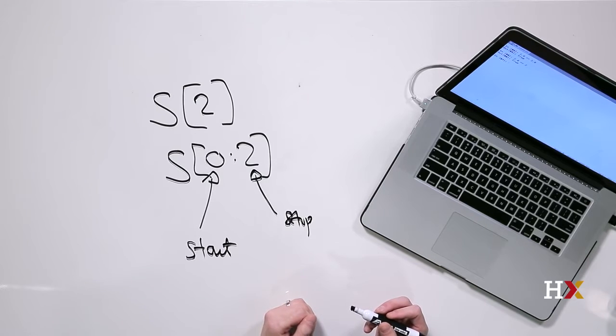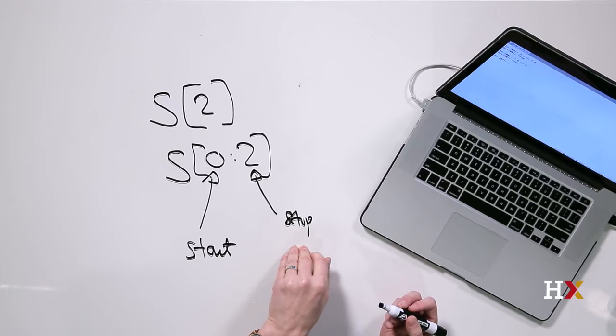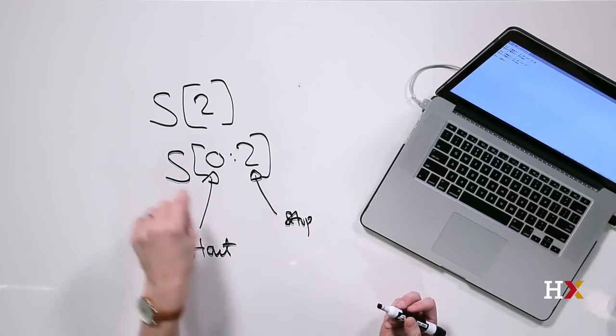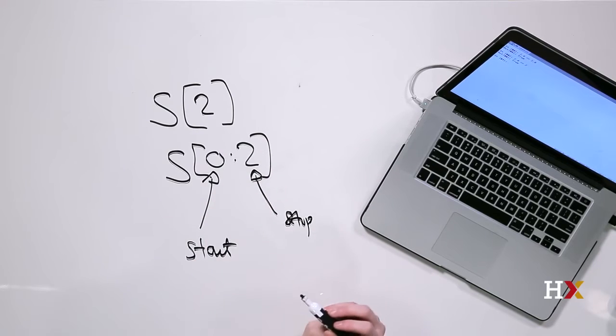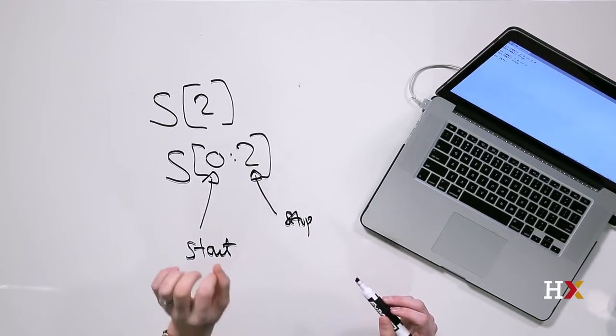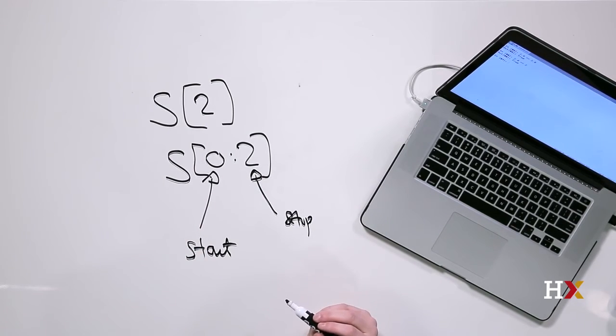Python slices stop before Python reaches the element at the stop location. This means that if you type S and in brackets 0:2, Python is going to return a slice to you which consists of the objects in location 0 and 1, but it will not return to you the object at location 2.